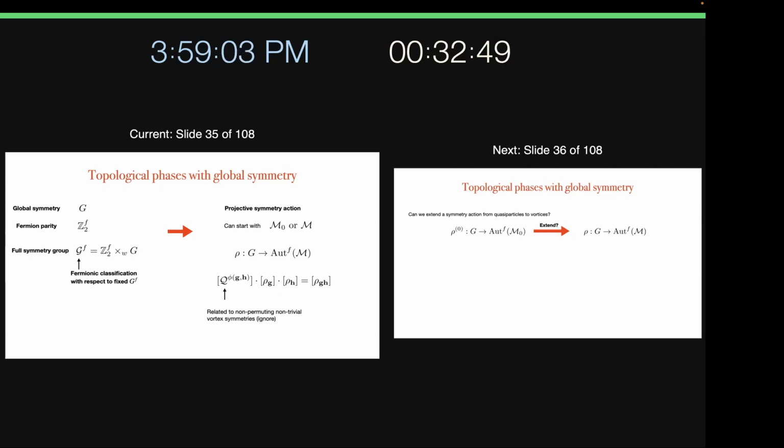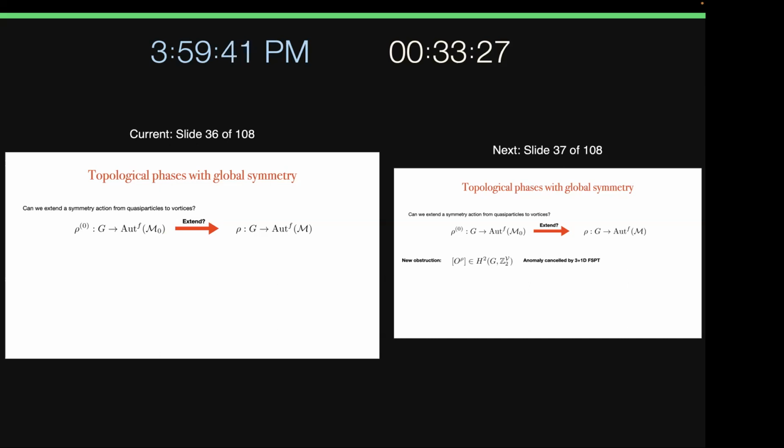And the first piece of data we have to choose is a homomorphism from G into Aut^F of M. Now there's a very annoying subtlety that you can't actually choose a linear action on these theories as you would in every bosonic theory. You actually have to choose a projective symmetry action. And I don't want to get into it, but it's related to a special type of vortex symmetry that I mentioned earlier. So for the rest of the talk, those Qs will all be set to 0, but I just wanted to highlight it because it is something that's new in these fermionic theories.